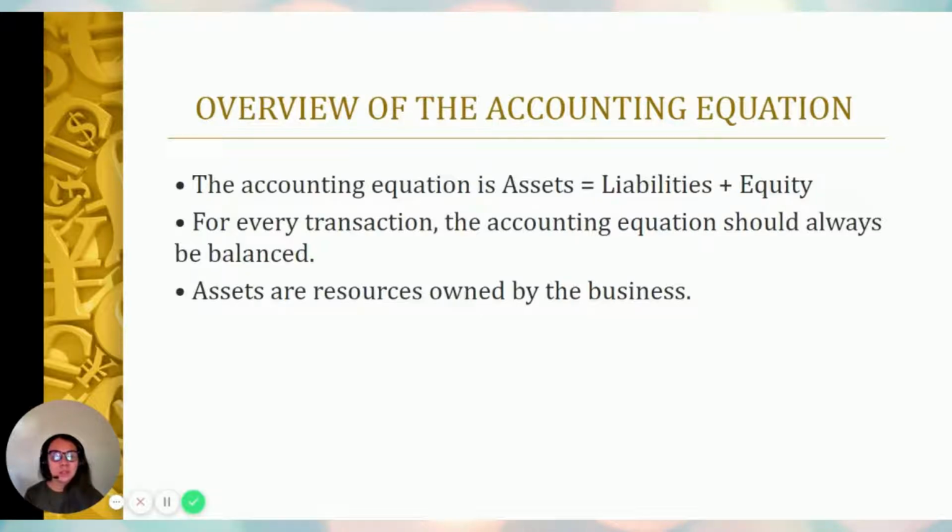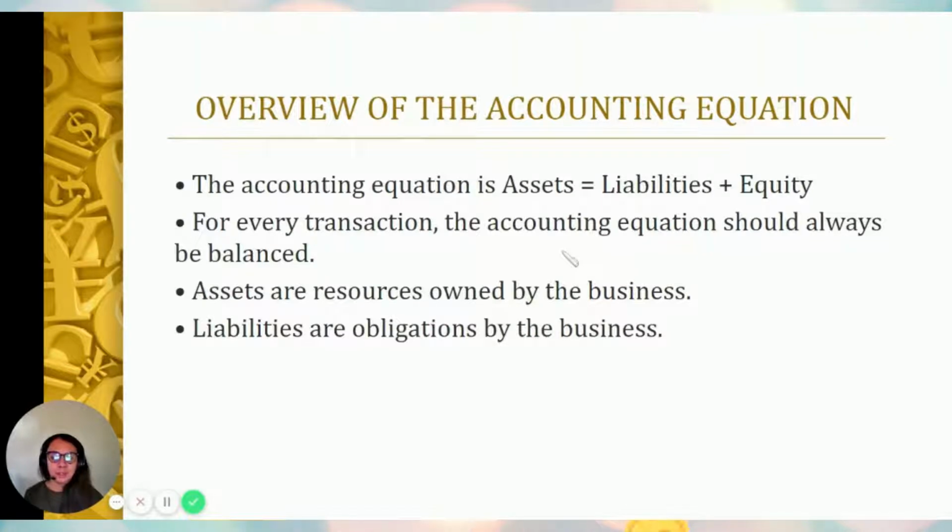Assets are resources owned by the business. It could be cash, furniture, equipment, and things similar to them. We're going to have a more detailed discussion of assets in the next video. Next would be liabilities. Liabilities are obligations by the business. Could be accounts payable, notes payable, and similar other things. It will also be discussed in detail in the next video.